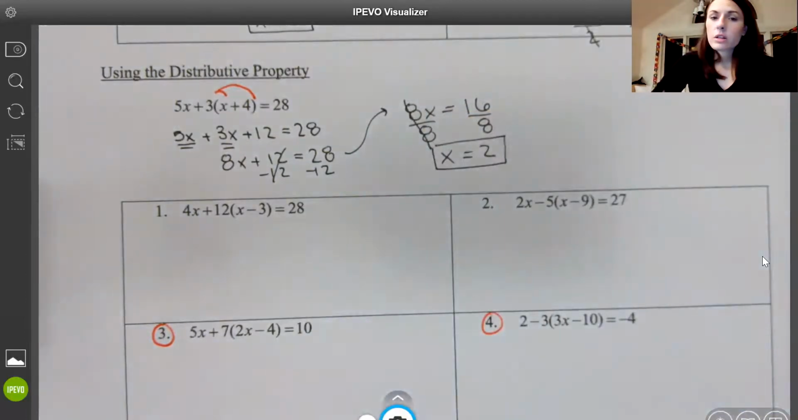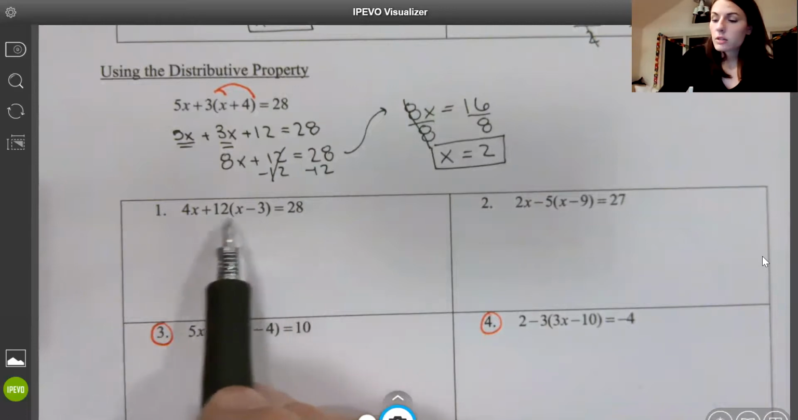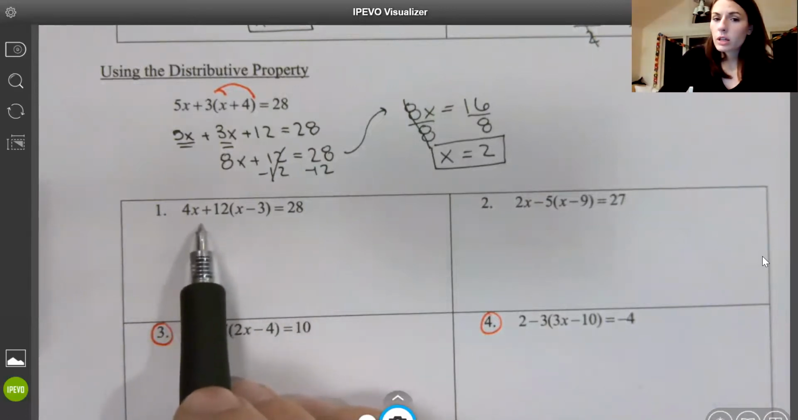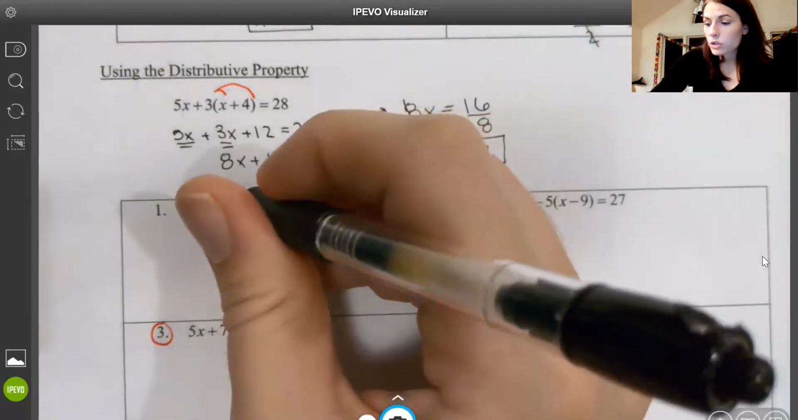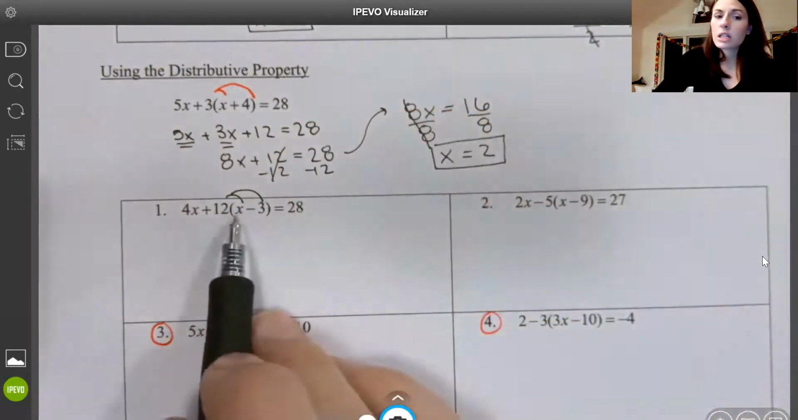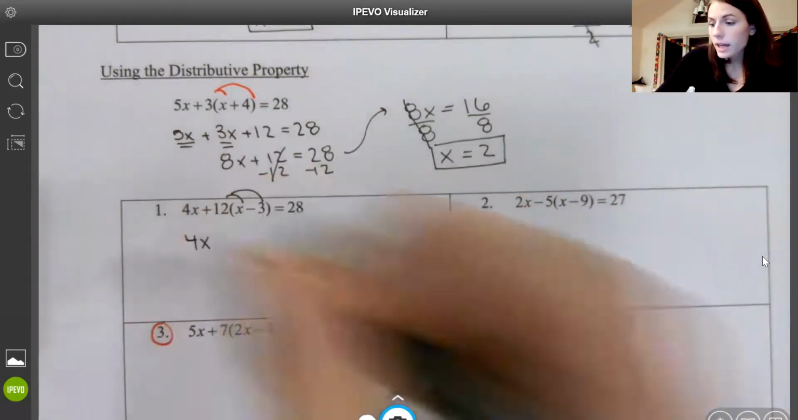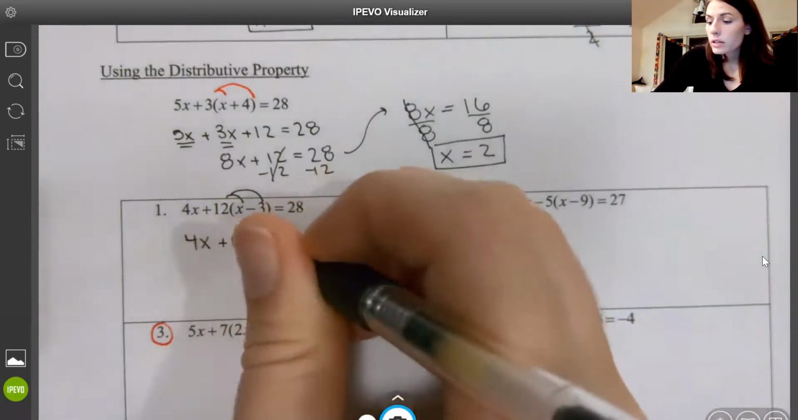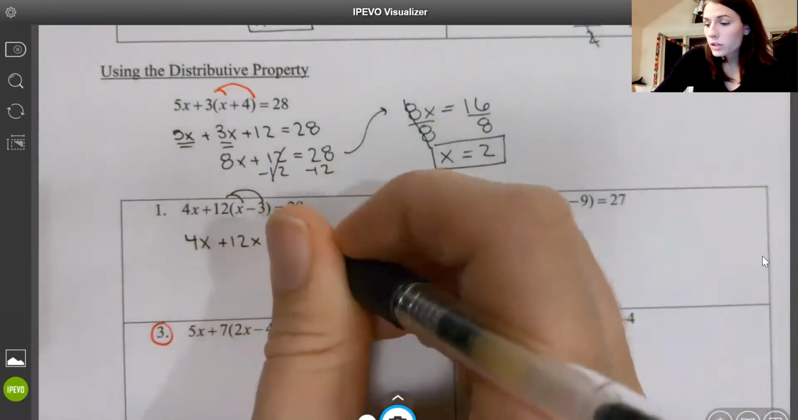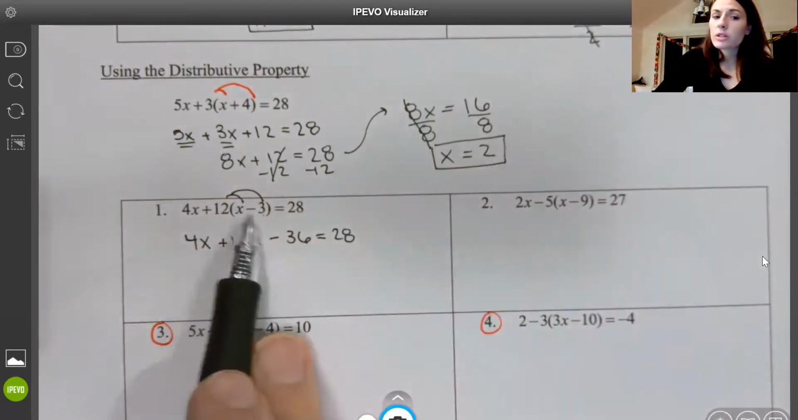Okay, so let's do another example together. Again, we're really careful with this distributive property, right? So this term's not a part of it. We also can't combine these together before starting. We're going to distribute the 12 through to each term in the parenthesis. I still have 4x, and distributing 12 would give us 12x. Subtract 36 equals 28.